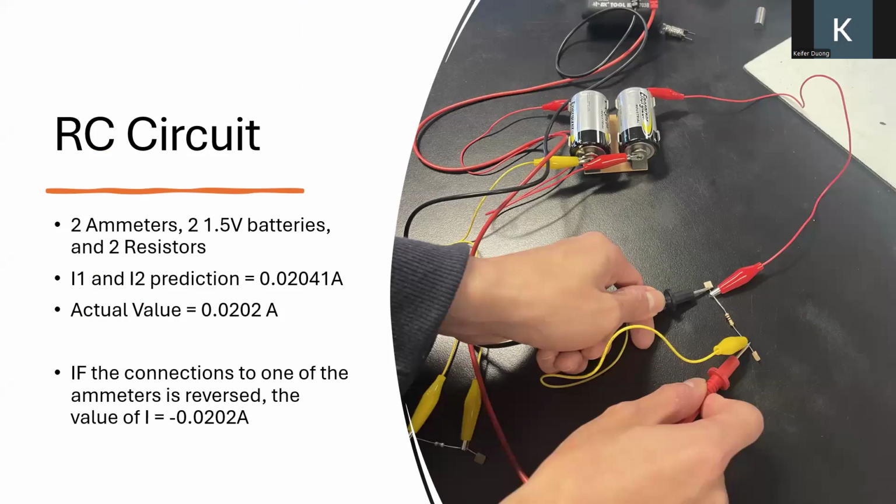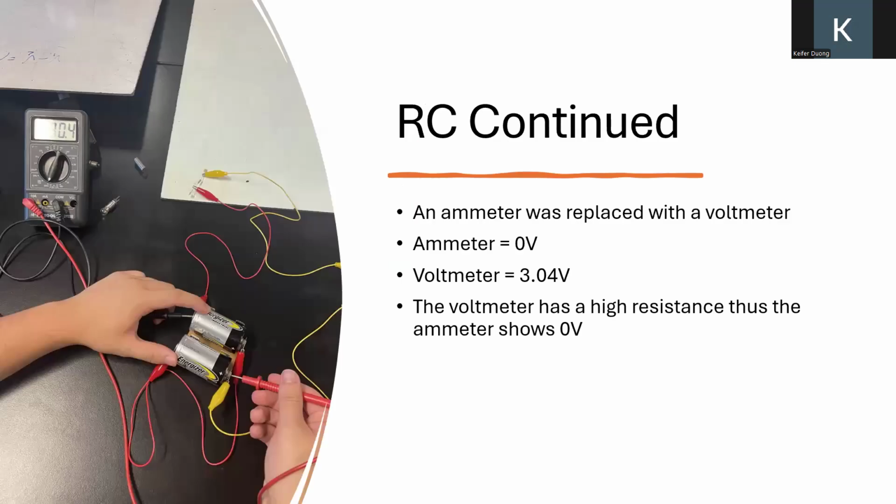For the RC circuit, I developed a circuit with two ammeters, two 1.5 volt batteries, and two resistors. The current 1 and current 2 predictions are 0.02041 amps, and the actual value that I found was 0.0202 amps. If the connections to one of the ammeters is reversed, the value of the current would just be the negative of the actual value.